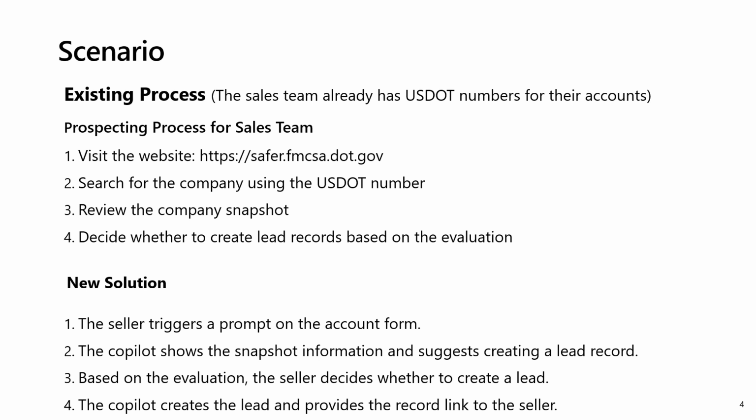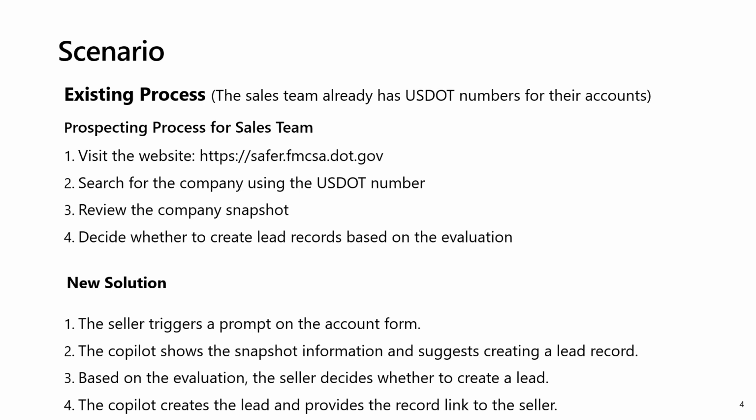Here, we will be using a US DOT number, which is a unique identifier issued by FMCSA, or the Federal Motor Carrier Safety Administration. When the sales team is prospecting a customer, they will visit a website, safer.fmcsa. They will search for the company information using this US DOT number. They will review the information returned by the website, and then they decide if they want to create a lead.